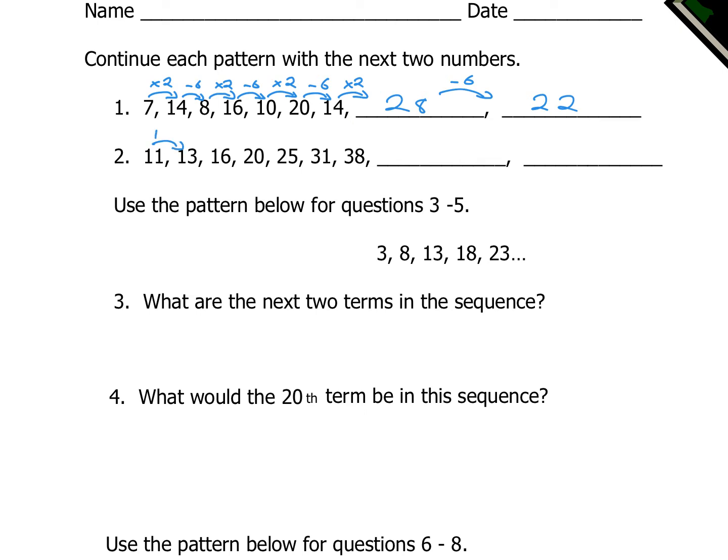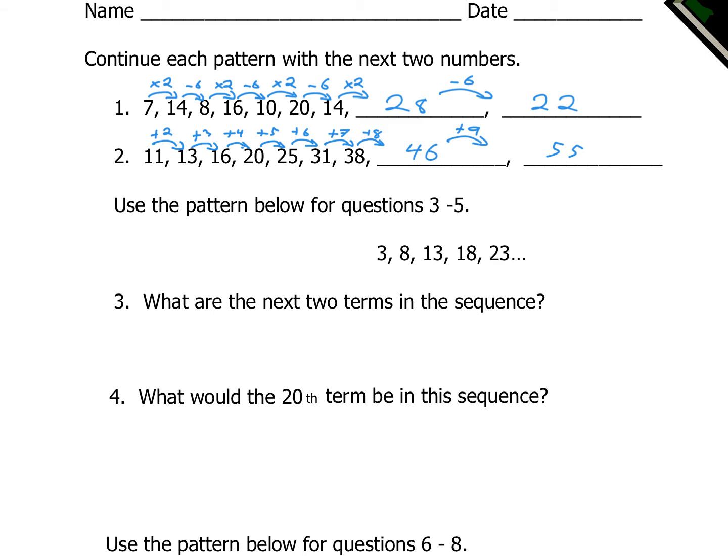All right, our next one looks like it is an increasing pattern. So let's add 2 from one step to the next. Then we're adding 3. Then we're adding 4. Then we're adding 5. Then we are adding 6. And adding 7. So from here to here, we should be adding 8, which would get us to 46. Then we're adding 9, which would get us to 55.